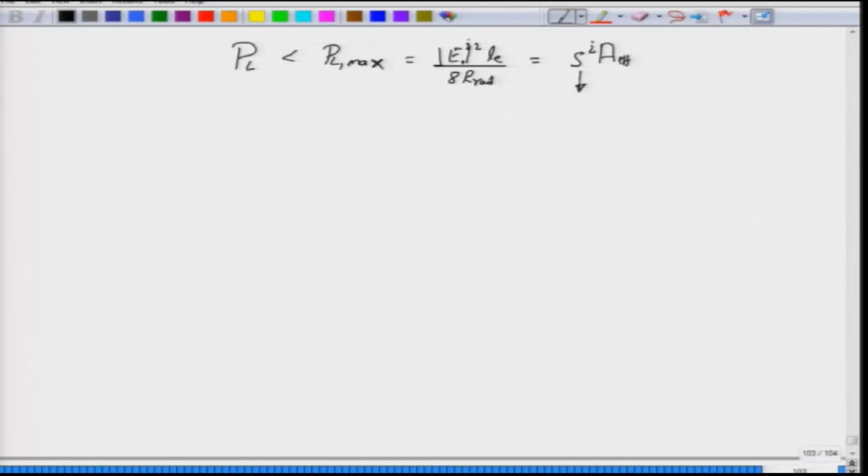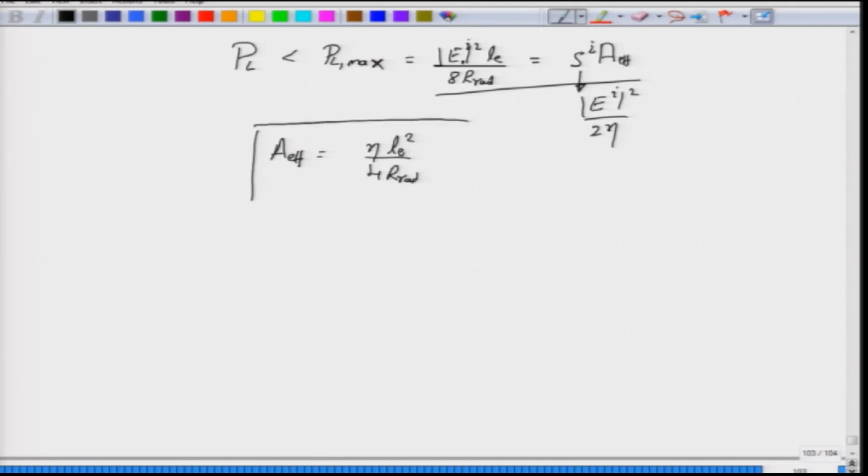Okay. And I know the incident power carried by the fields, that would be EI magnitude square divided by 2 eta, where eta is the impedance of the medium. So, you can equate these two expressions to each other and then write A effective as eta LE square by 4 R rad, and this is an expression which of course depends on our knowledge of LE. Most of the times we take LE to be of the same order of the physical length of the antenna itself. Okay.